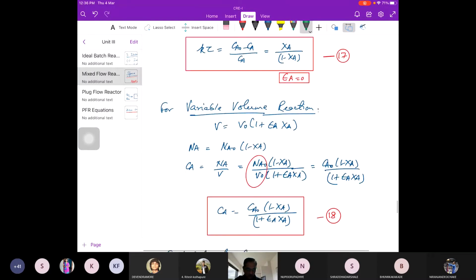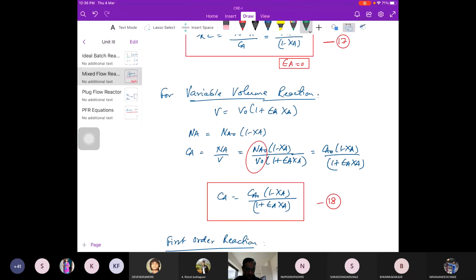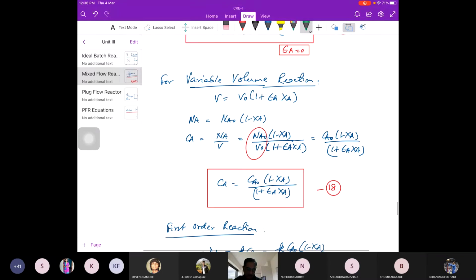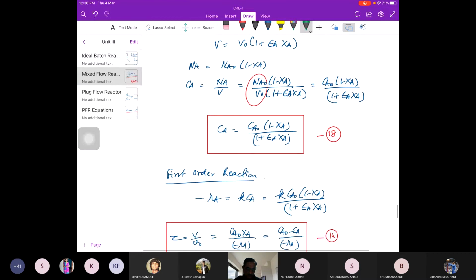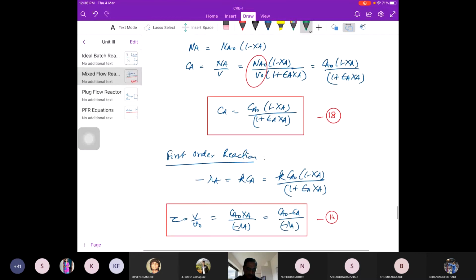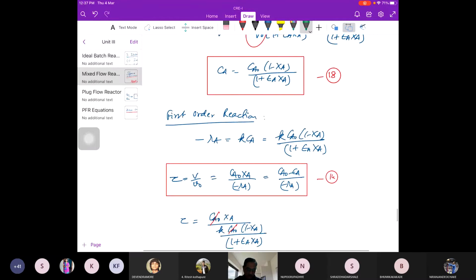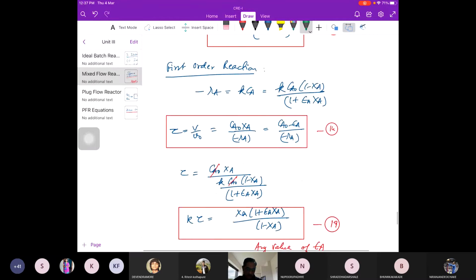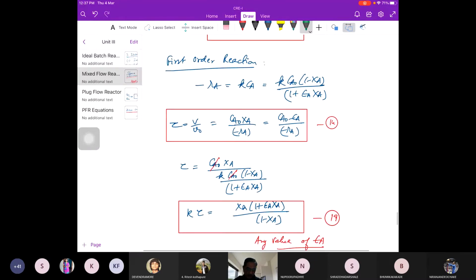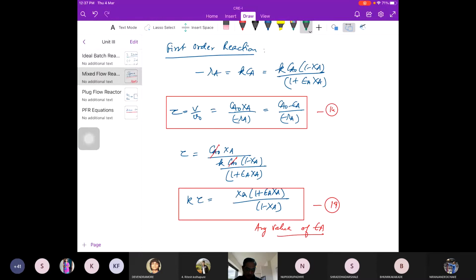Okay, so now if you take variable volume reactor, V equal to V naught 1 plus epsilon XA, और we can write N equal to N naught 1 minus XA, ये सब डेराइव ही कर रहा हूँ मैं, पहले भी किया हमने. C equal to C naught 1 minus XA upon 1 plus epsilon XA. तो you can write C in terms of epsilon A. फर्स्ट ऑर्डर रिएक्शन ये लिया हमने जो ऊपर था और उसमें हमने CA का वैल्यू फॉर वेरिएबल वॉल्यूम के लिए ऐड किया. तो व्हाट यू गेट इज K tau is equal to XA 1 plus epsilon A upon 1 minus.